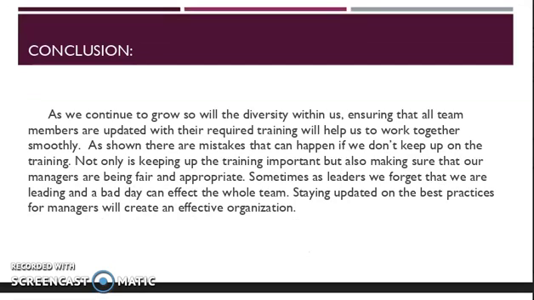And then, just to bring everything together, as we continue to grow, so will the diversity within us. Ensuring that all team members are updated with their required training will help us to work together smoothly. As shown, there are mistakes that can happen if we don't keep up on the training. Not only is keeping up the training important, but also making sure that our managers are being fair and appropriate. Sometimes as leaders, we do forget that we are the leading and we're not just one of you. A bad day can affect the whole team. Staying updated on the best practices for managers will create an effective organization.